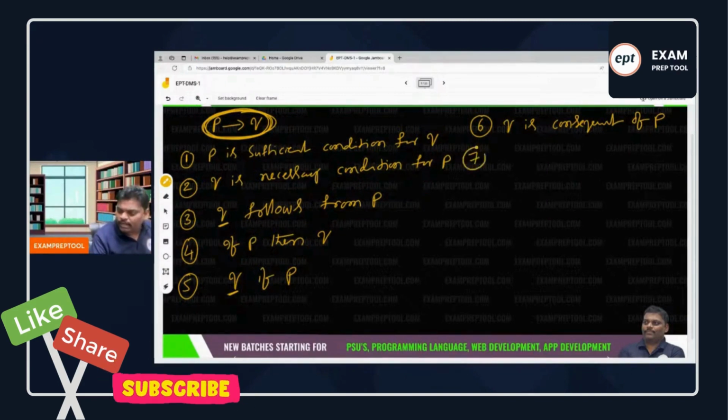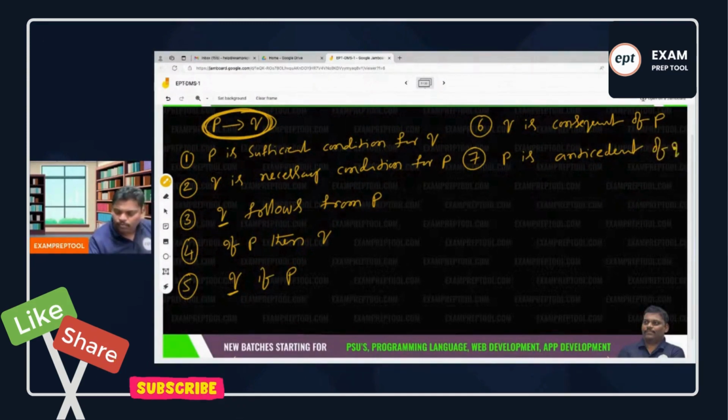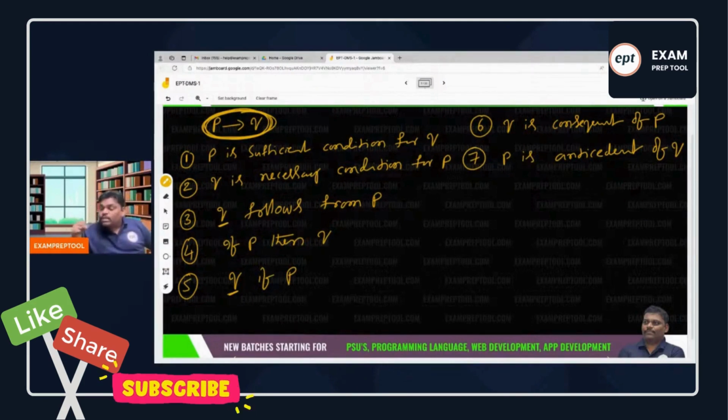So another way of writing is: P is the antecedent. One thing you remember, the other you will get. P is the antecedent of Q. One thing you remember, Q is the consequent. What is the meaning? Q is the result of P. One is a consequent, the other is the antecedent. P is the antecedent of Q. Right? Careful.